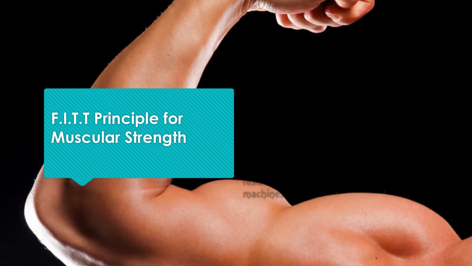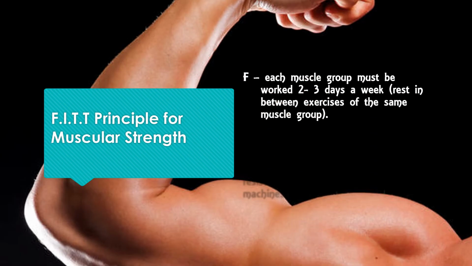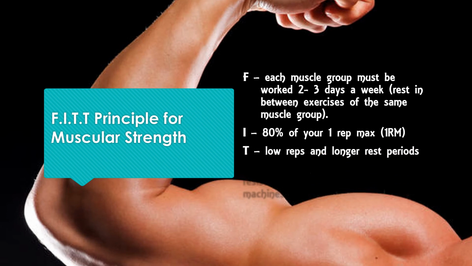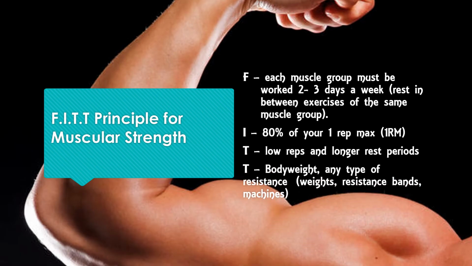The FITT principle for muscular strength. Frequency, each muscle group should be worked 2 to 3 days a week, resting in between exercises of the same muscle group. Your intensity, 80% of your 1 rep max. Low repetition and longer rest periods for time, and then type, body weight, or any type of resistance: weights, resistance bands, machines.